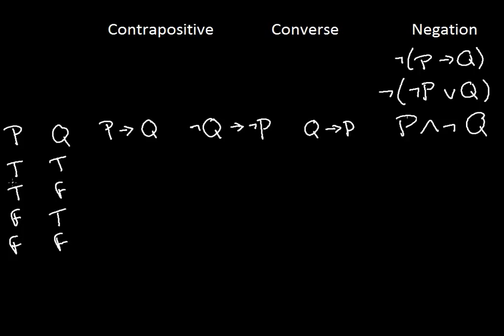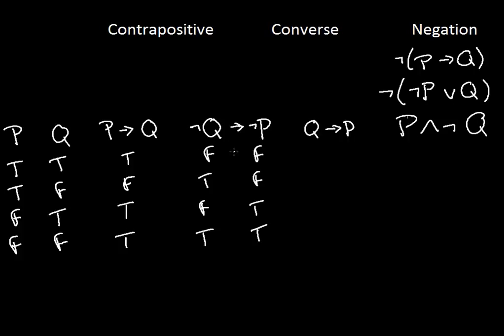the mom lies after the kid does his homework. So it's only false here. Everywhere else is true, true, true. Now, not Q is the opposite of this row right here. So not Q is false, true, false, true. Not P, the opposite of that row, is false, false, true, true.